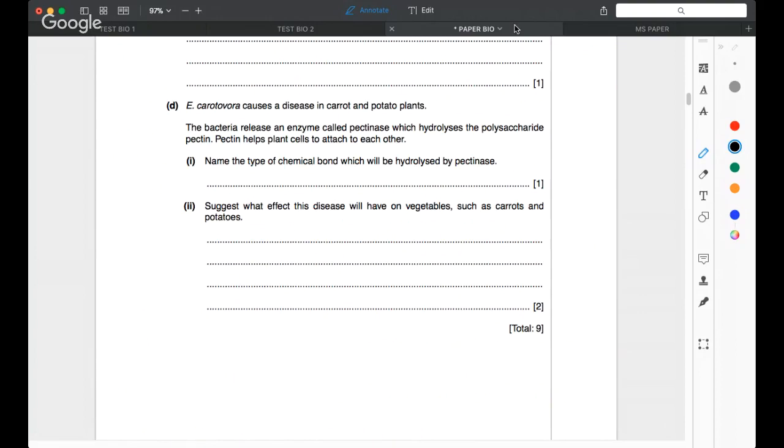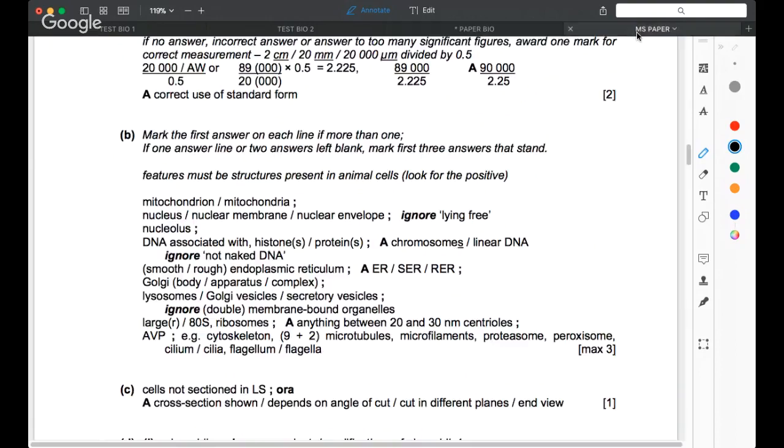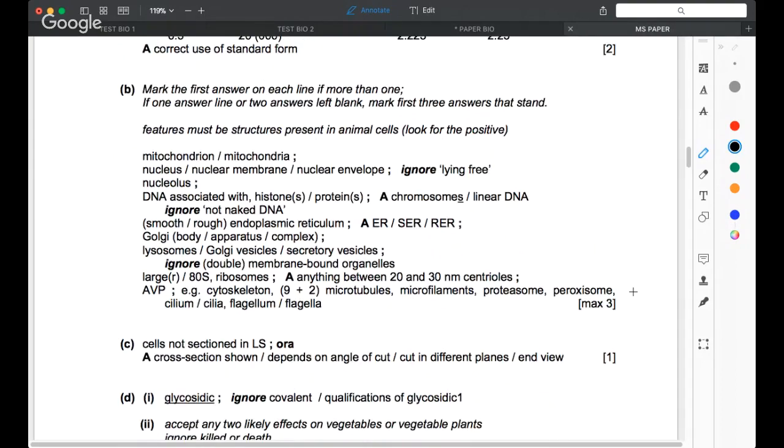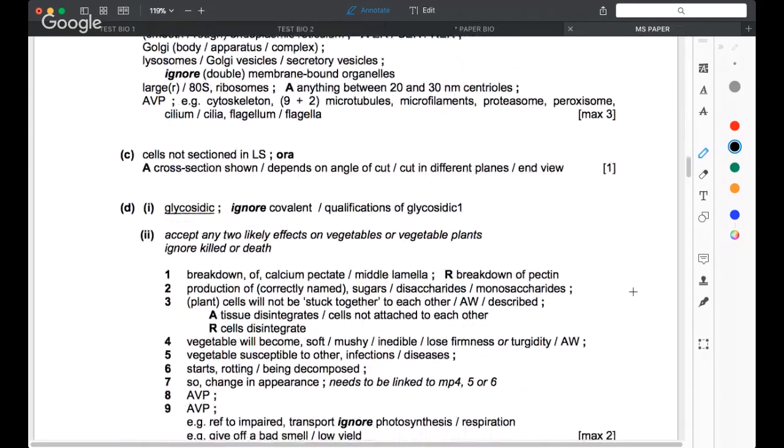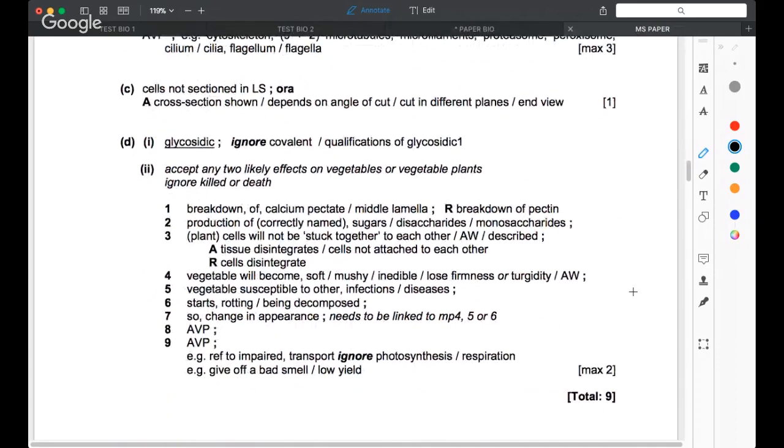Okay. Let's have a look at the marking scheme. Okay. Except need two likely vaccines.